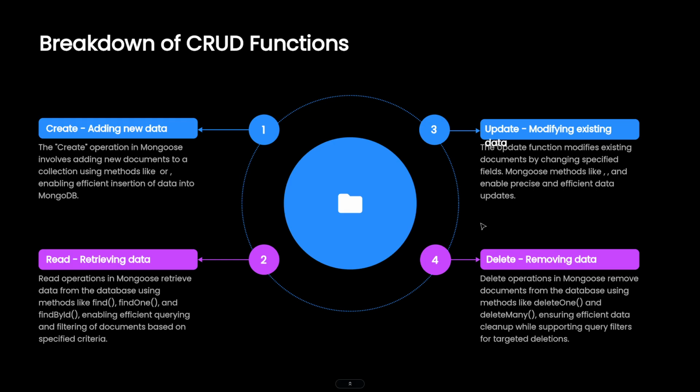Coming to the next point, read, retrieving data. Read operations in Mongoose retrieve data from the database using methods like find, findOne, and findById, enabling efficient querying and filtering of documents based on specific criteria. Here, we can retrieve the data from the database by using these methods: find, findOne, and findById.